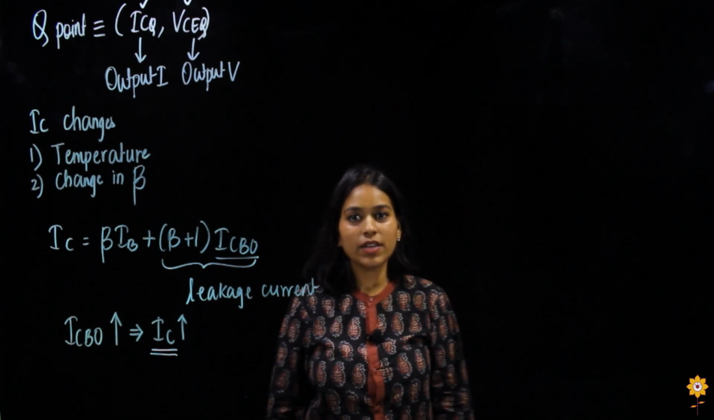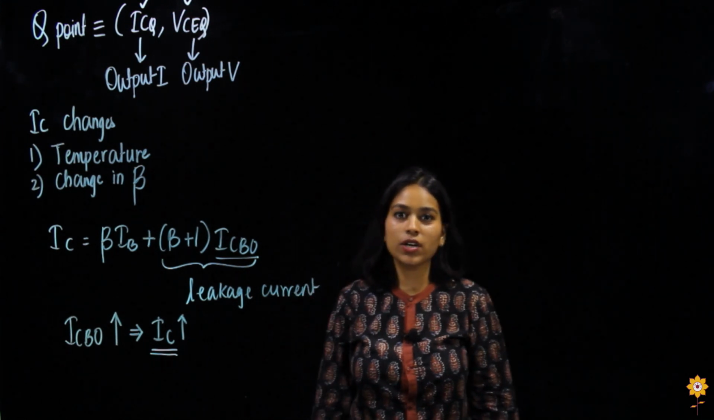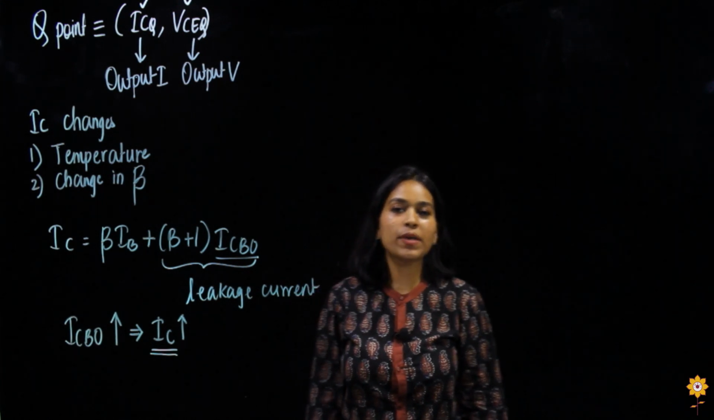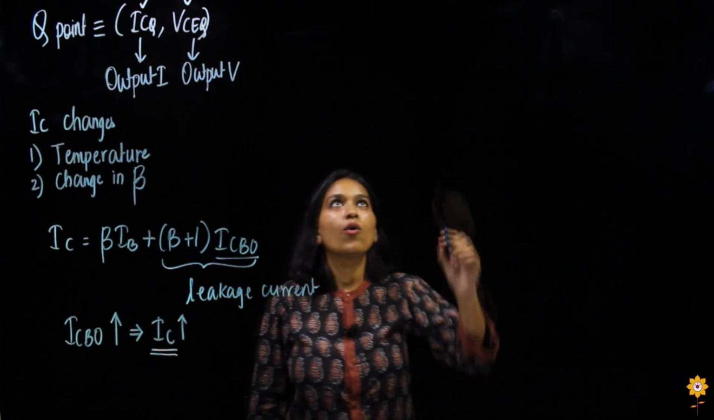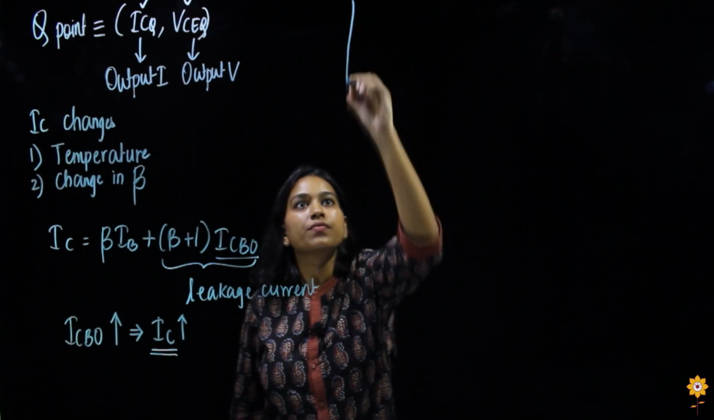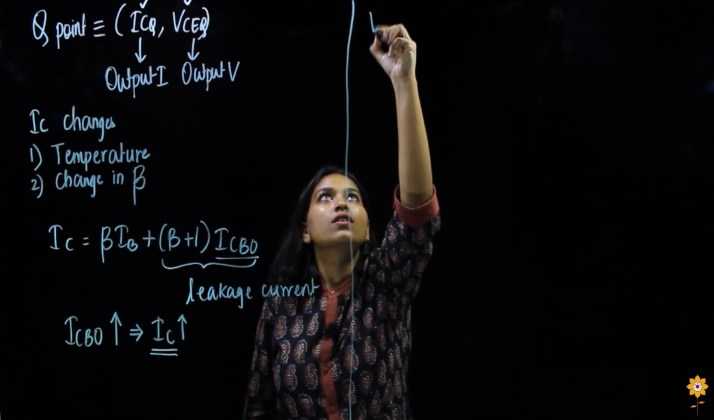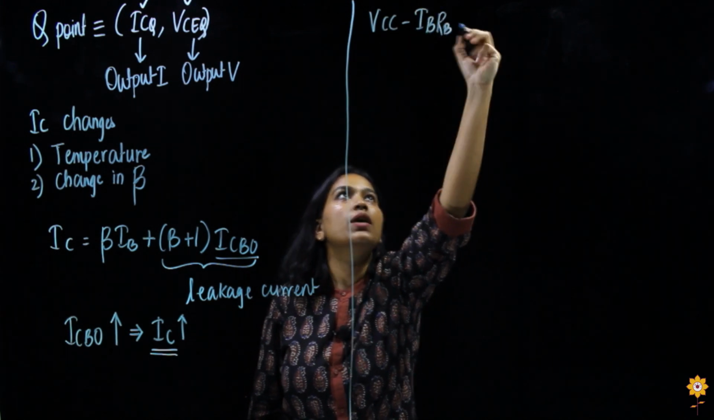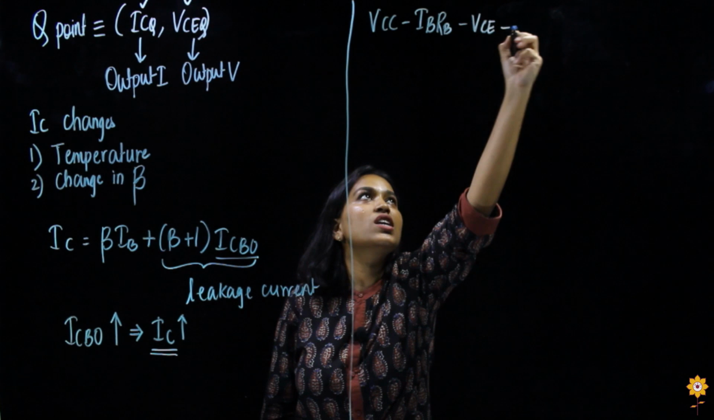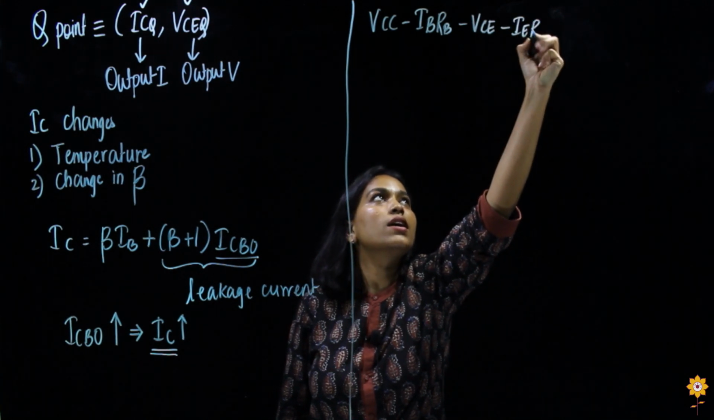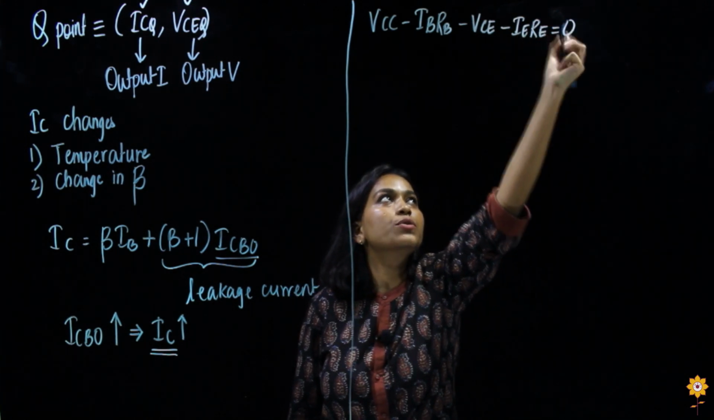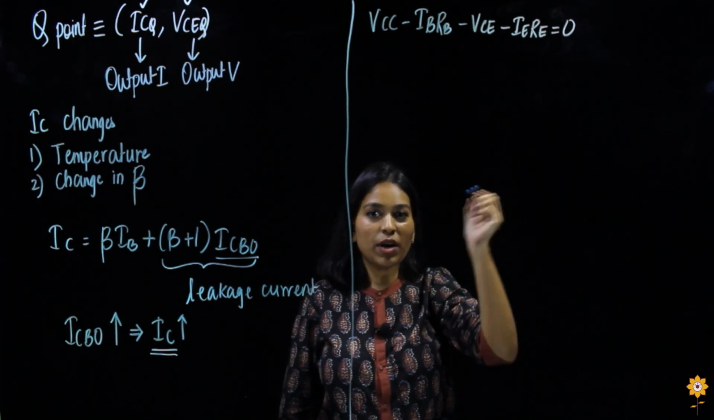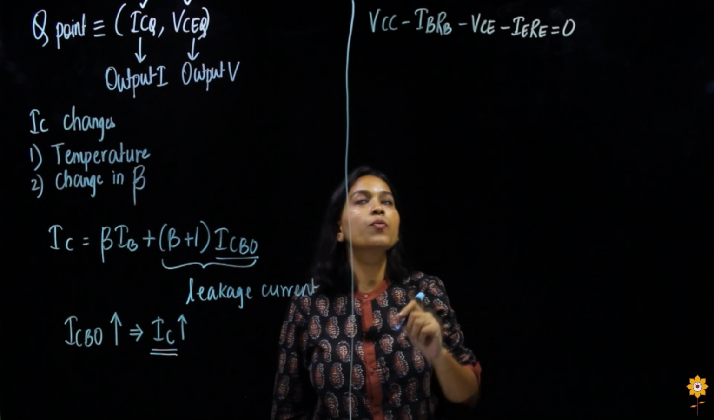This is controlled in self-bias configuration because of the addition of the RE resistor. If you remember the analysis that we carried out for self-bias configuration, we applied KVL in the input loop, and by applying KVL in the input loop, we got this equation: VCC minus IBRB minus VCE minus IERE equal to 0. So this is the equation that we got by applying KVL to the input loop.